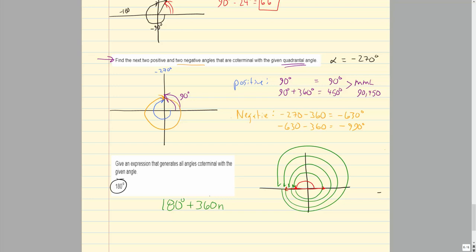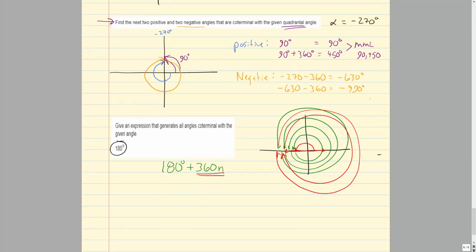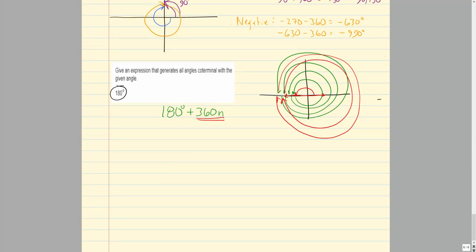I could also move in the negative direction, and let's get a different color here. I could start here and move in the negative direction. I could go a negative 360 and hit this spot, a negative 720 and hit this spot, etc. So this is how I'd represent that generic expression that would generate all angles that are coterminal with that given angle. It's the same idea that we did above, but in this example, we're just calling it this generic n.